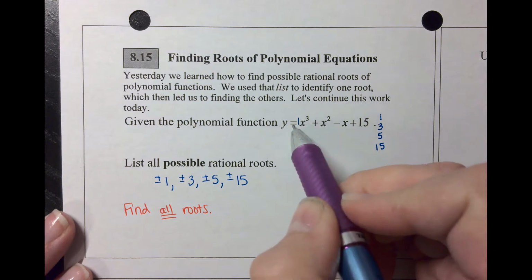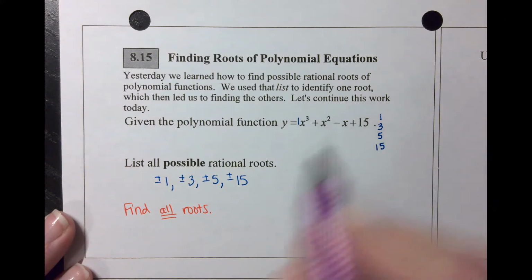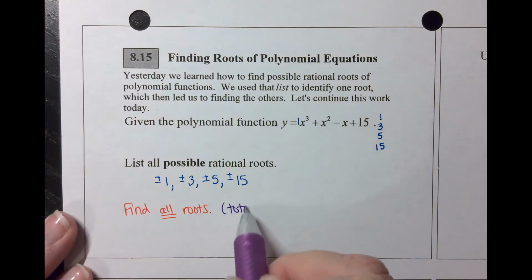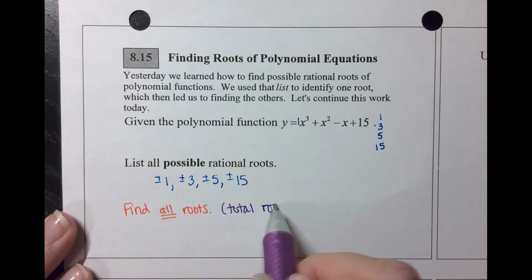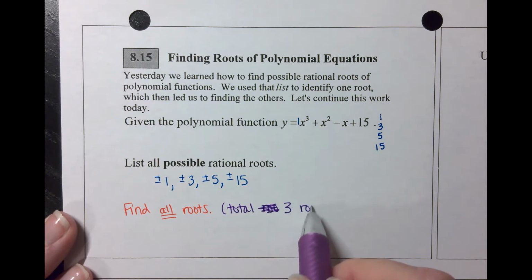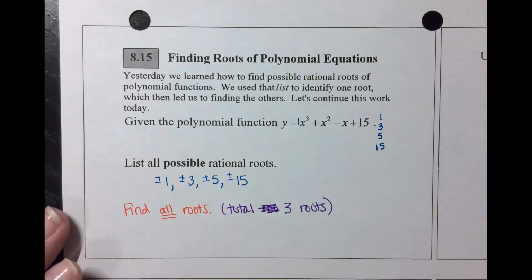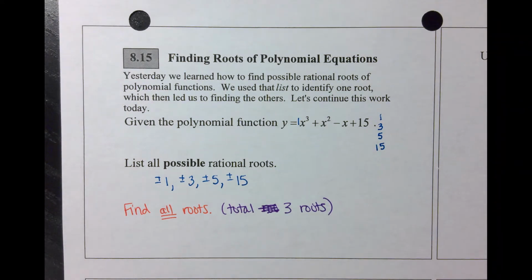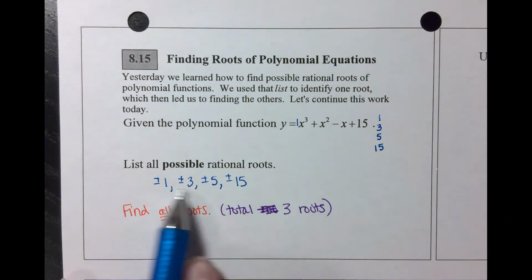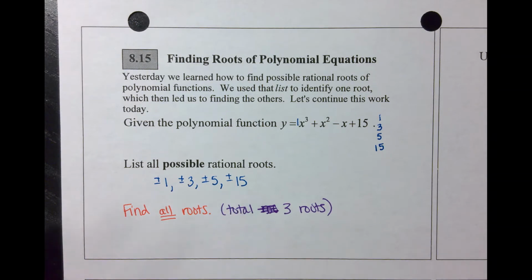Remember, if this is a cubic, we should have a total of 3 roots. So we're going to find all of them. We know we should have a total of 3. And all of them may be in this list, or maybe only one of them is in this list. Maybe 2 of them are imaginary, right? So that's kind of where we're going here.